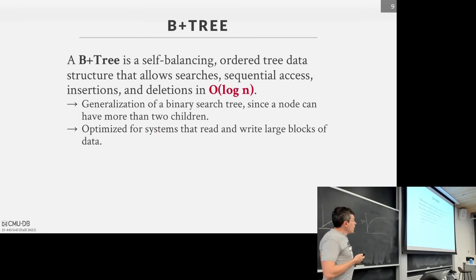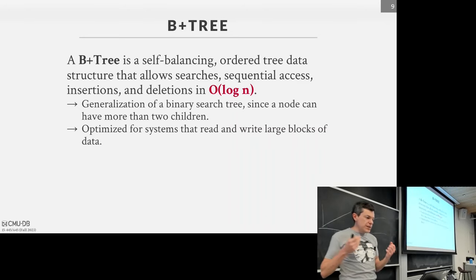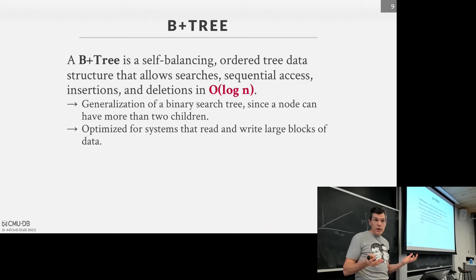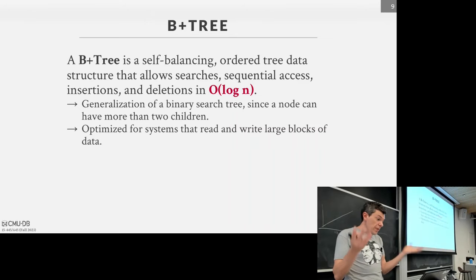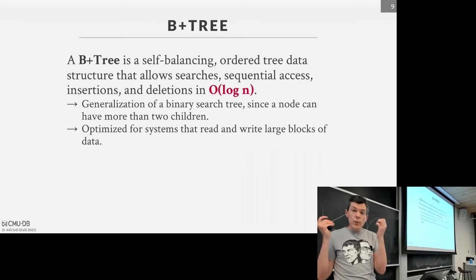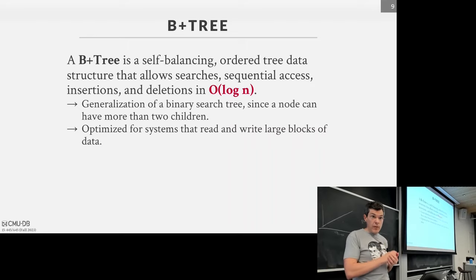Okay. So the B+ tree is going to be a self-balanced ordered tree that's going to allow us to do searches, sequential access, insertions and deletions all in log n time. Right? Because log n is going to be the height of the tree. And the difference between what we'll describe here in a B+ tree versus a generic binary search tree is that the nodes in our data structure can obviously have more than two keys. And the reason why we're going to want this is because, again, we want to minimize the amount of random I/O we're doing, so we want to maximize the amount of sequential I/O, and the B+ tree is going to be perfect for us to do this.